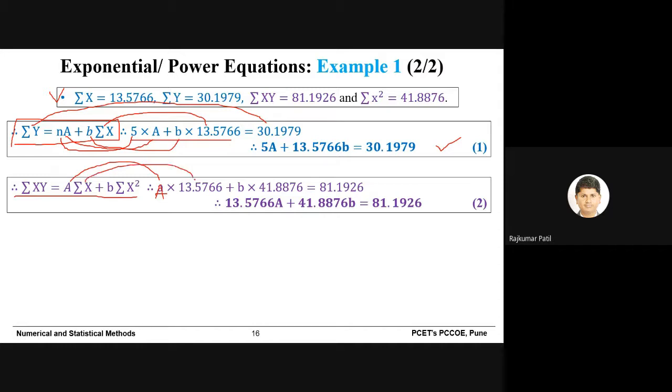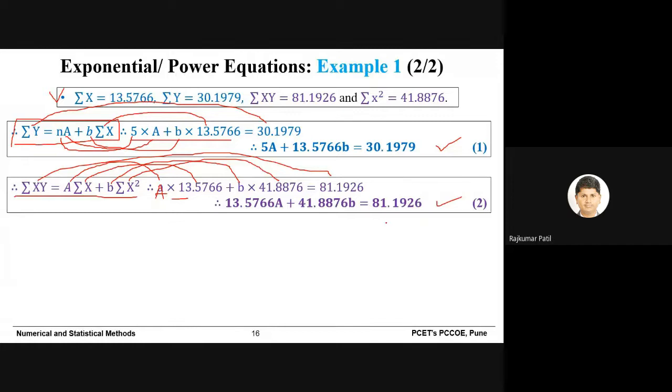Summation x is 13.5766, b unknown, summation x square is 41.8876, and summation xy is 81.1926. Simplify this equation. Upon simplification, you will get 13.5766a plus 41.8876b equal to 81.1926. Let's call this equation number 2.